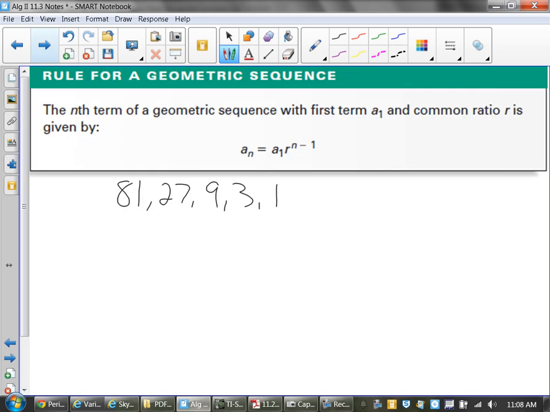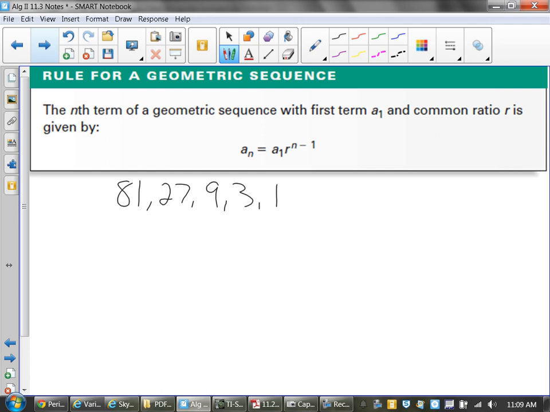So let's look at how you write out the rule, the nth term. The nth term for geometric sequences is defined by a sub n again. It's going to be that first term times the ratio raised to the power of n minus 1.